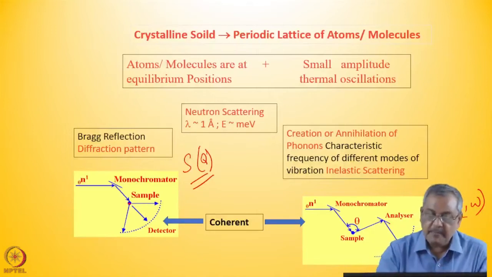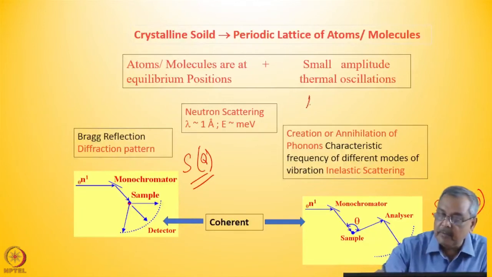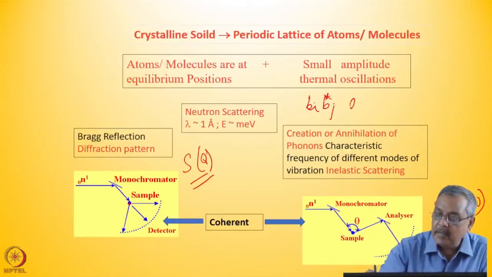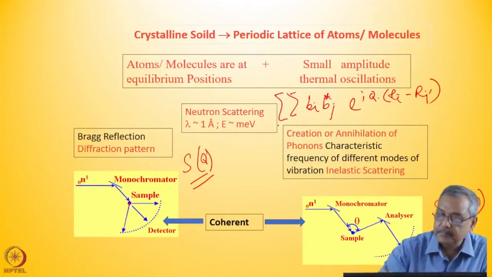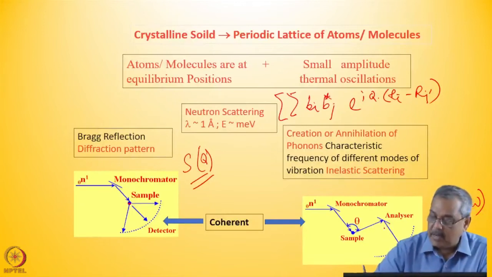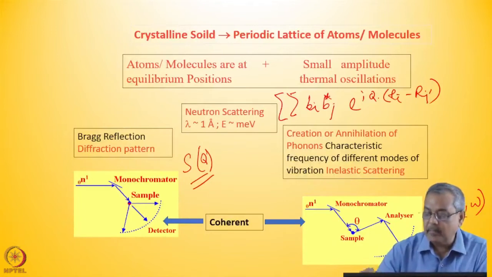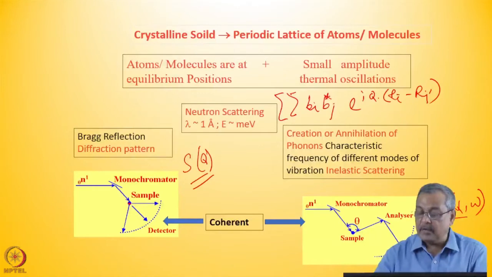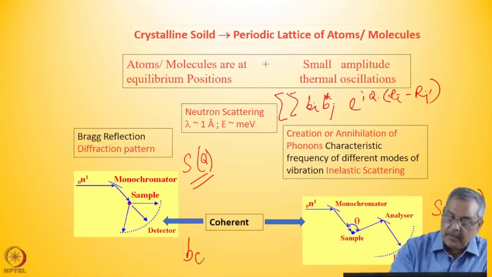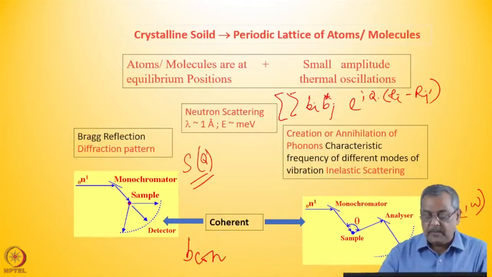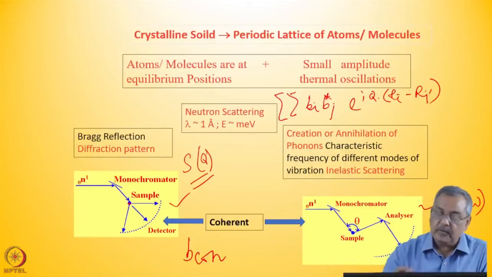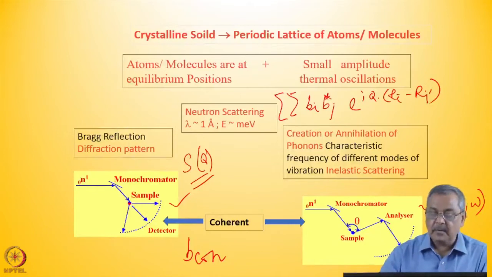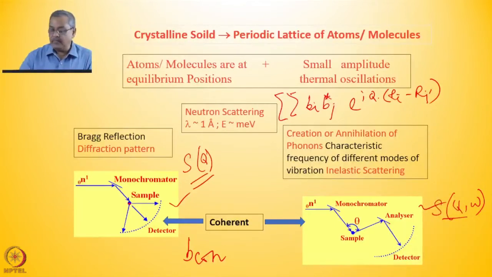But in both these cases, they were coherent, because in the case of diffraction, if you remember, when we talked about the scattered intensity, we had b_i, b_j prime, e to the power iQ dot (R_i minus R_j prime). And in this case also, we were talking about coherent motion of atoms and molecules in a crystalline solid. So both these were coherent, and we used b coherent to understand the structure or dynamics. So we use samples with large values of b coherent, except for density of state measurements, where I can use a sample with a large b squared value, because there was an incoherent approximation to the coherent one phonon structure.